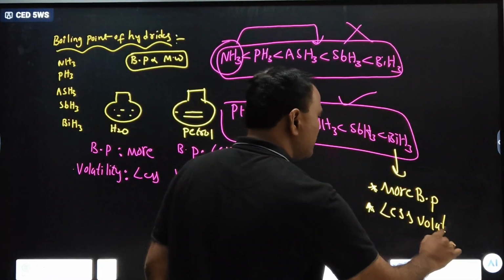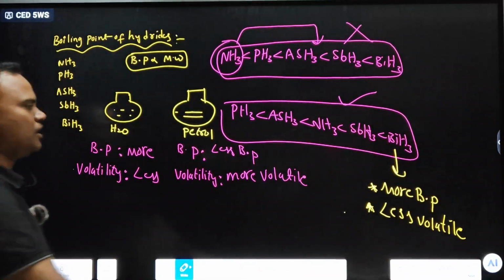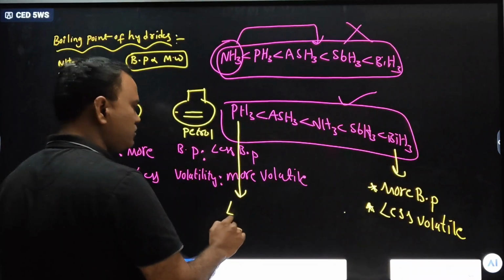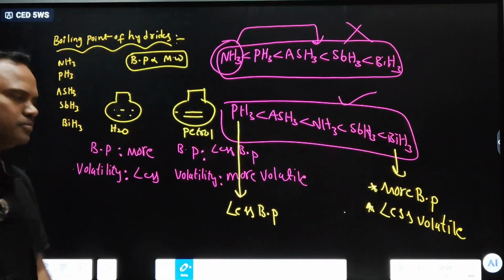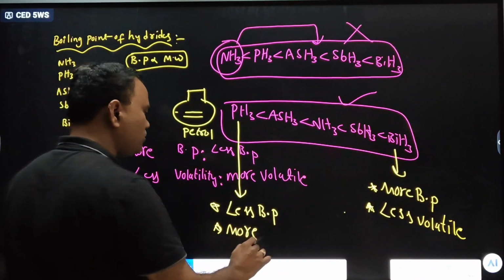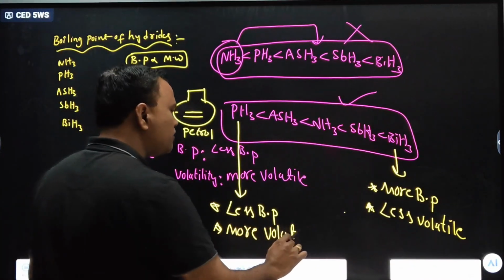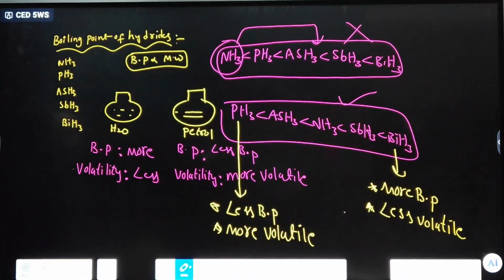Less volatile hydride. PH3 has less boiling point, so it is more volatile. I'll give you another terminology also, Adiba and Bhakti.